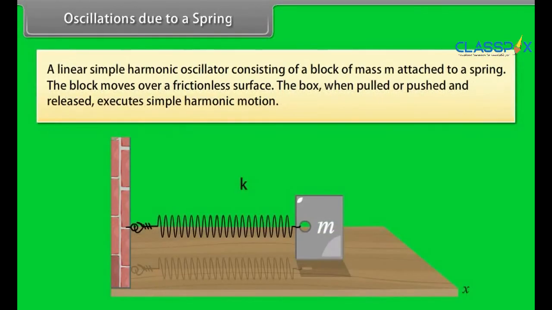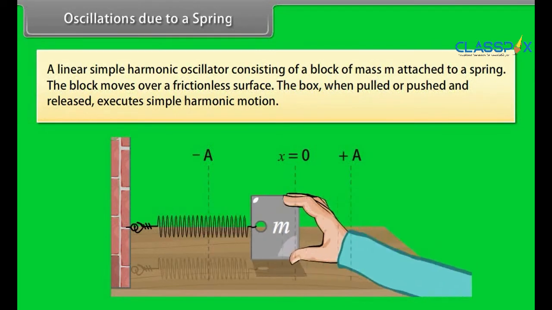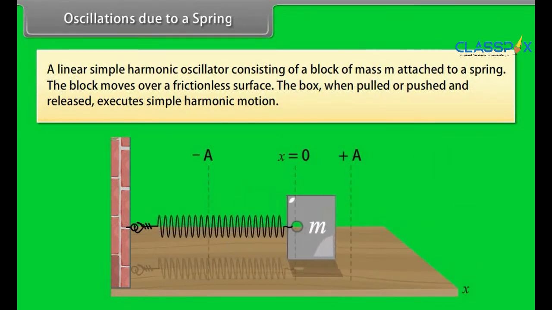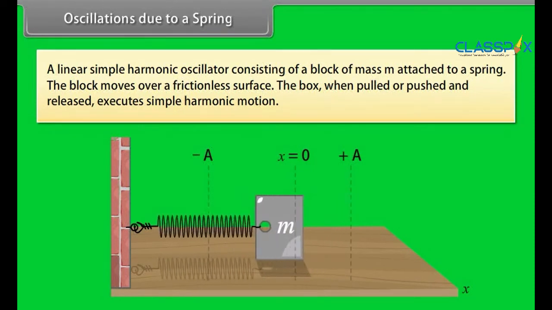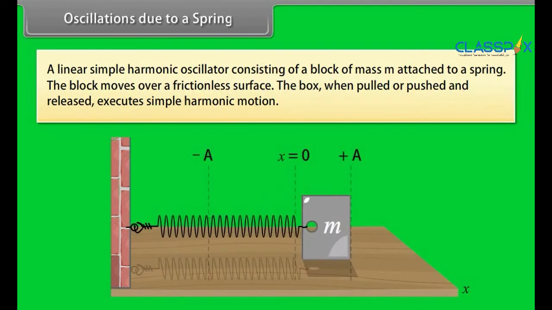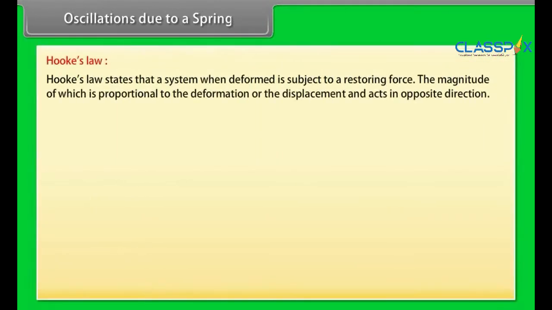Oscillations due to a spring. A linear simple harmonic oscillator consisting of a block of mass m attached to a spring. The block moves over a frictionless surface. The box, when pulled or pushed and released, executes simple harmonic motion. Hooke's law states that a system, when deformed, is subject to a restoring force, the magnitude of which is proportional to the deformation or the displacement and acts in opposite direction.